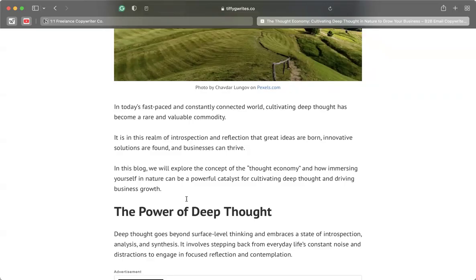In today's fast-paced and constantly connected world, cultivating deep thought has become rare and a valuable commodity. It's in the realm of introspection, reflection that great ideas are born, innovative solutions are found, and businesses can thrive.